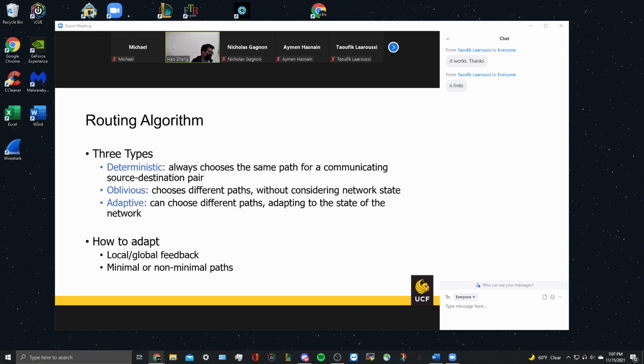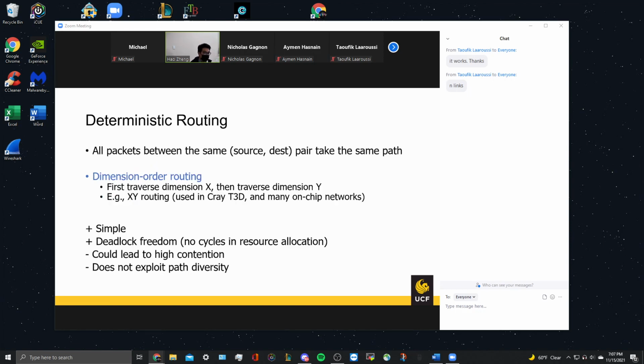After next week, probably, to go over them. Right. So what would be the best selection for different applications? So, deterministic: all packets between the same pair take the same path, dimension order routing, right? We can either go through the X direction or Y direction if we consider two-dimensional topologies, right? Simple, deadlock-free, and could lead to high contention.